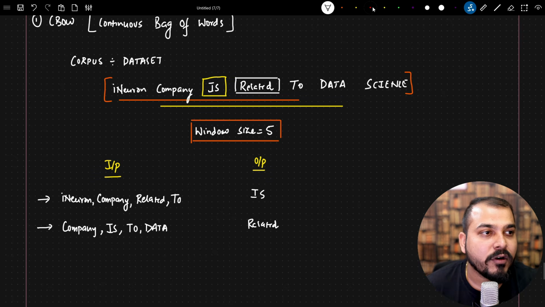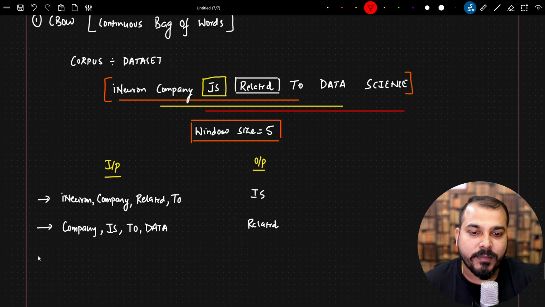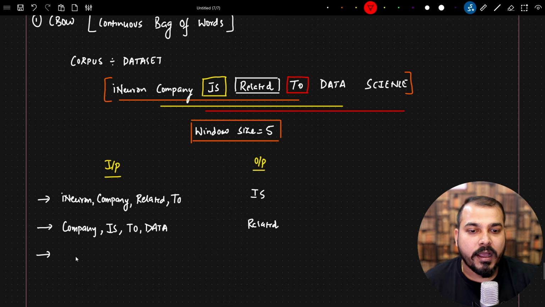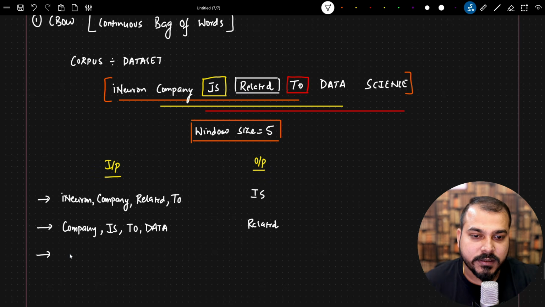Then similarly, I will go to the next step and push this window one step more. So here now I'll have my third sentence with respect to my input and output. And in the third sentence again, this will be my central word. So here you have to. And here I'm going to have is related.